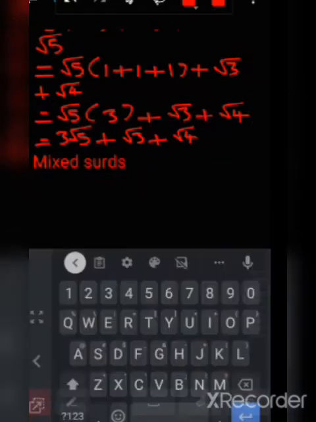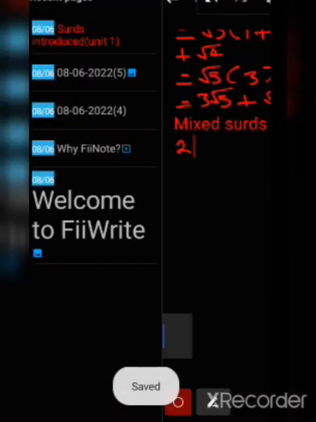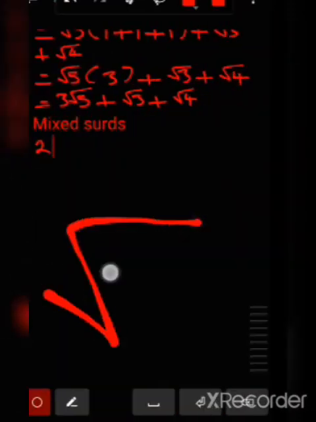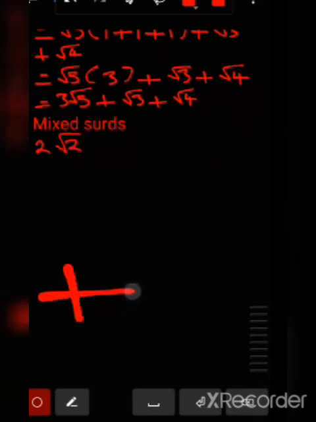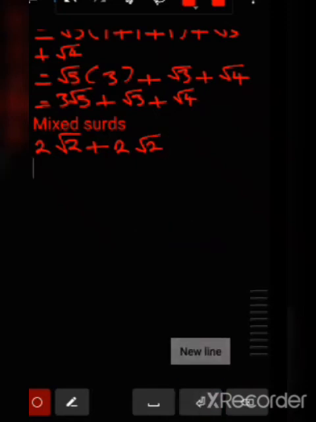How do we add? All right, the same rules apply. I'll just give one example on this one because I've explained very well on the addition. So let's do this. This is a mixed surd: 2 root 2 plus 2 root 2. So how can you add this?